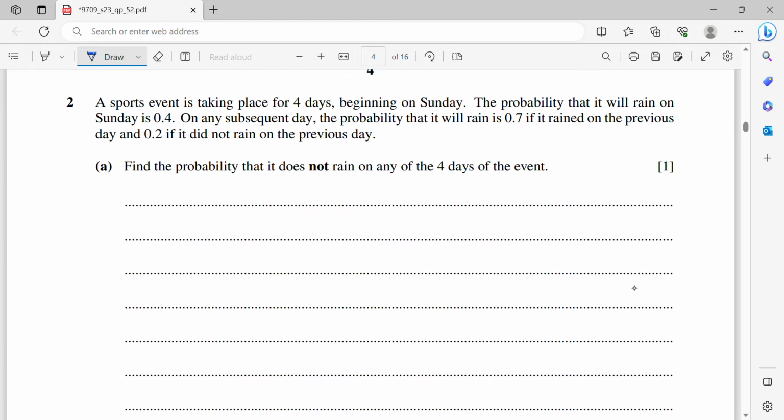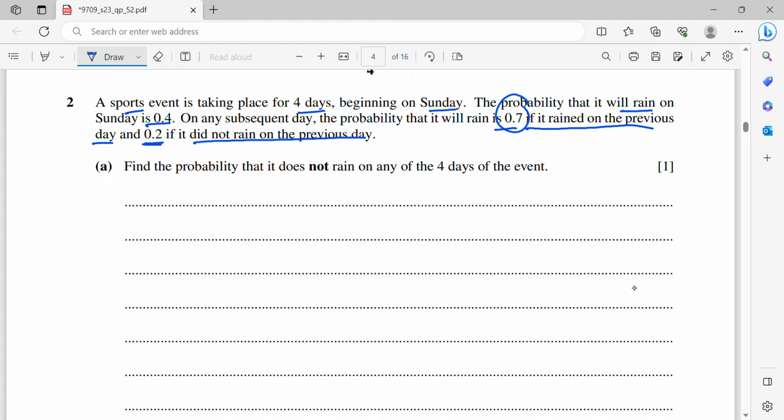Now for question number 2. A sports event is taking place for 4 days, beginning on Sunday. The probability that it will rain on Sunday is 0.4. On any subsequent day, the probability that it will rain is 0.7 if it rained on the previous day. The probability that it will rain is 0.2 if it did not rain on the previous day.